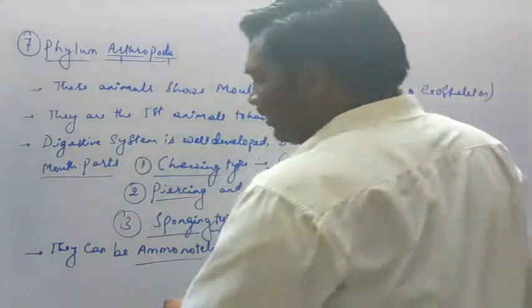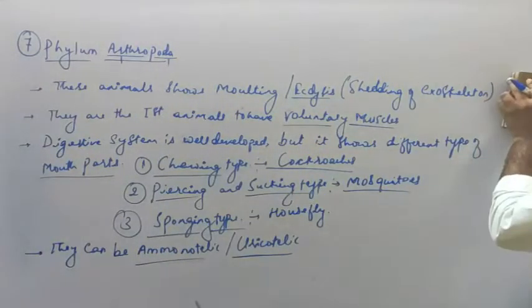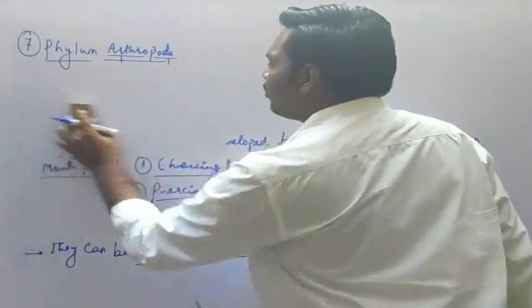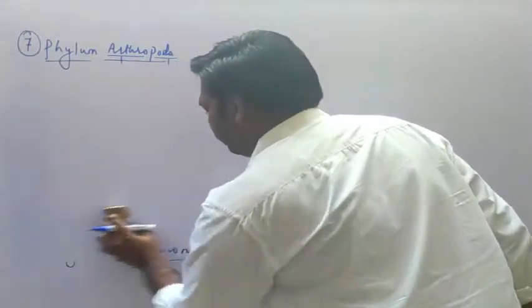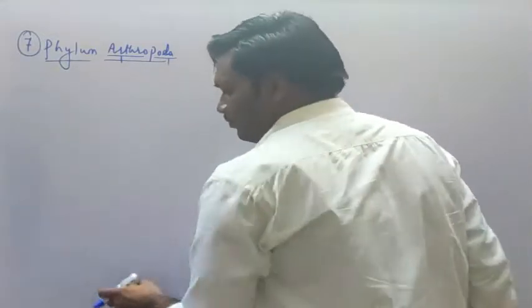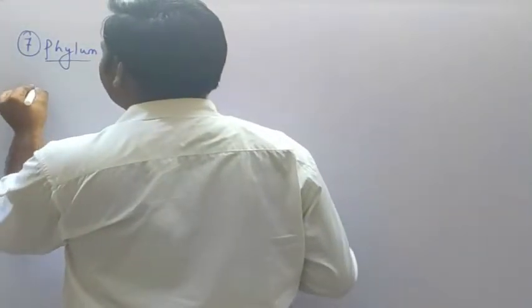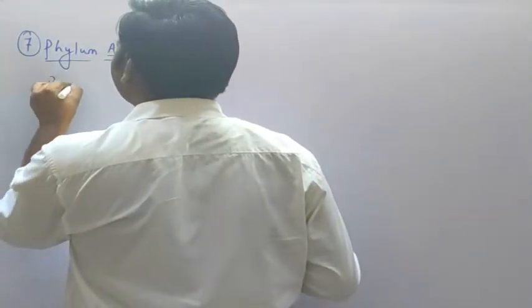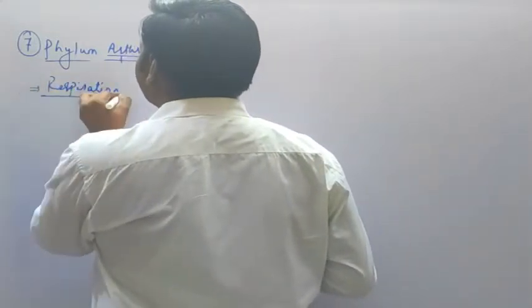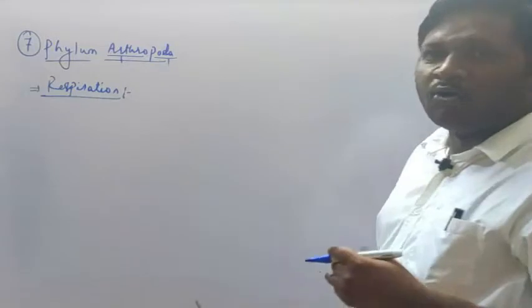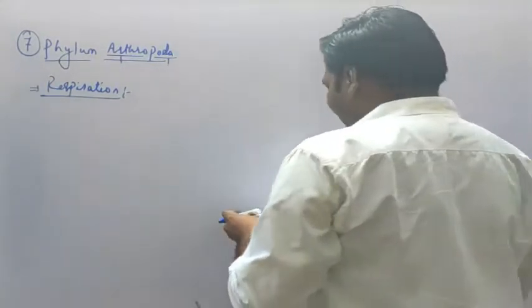The next, let's see some more characters. You have to pause the video and note down these points, and if any doubt you can ask me later. The next characteristic feature is the respiration. Respiration means exchange of gases. So how does exchange of gases take place in case of these organisms?